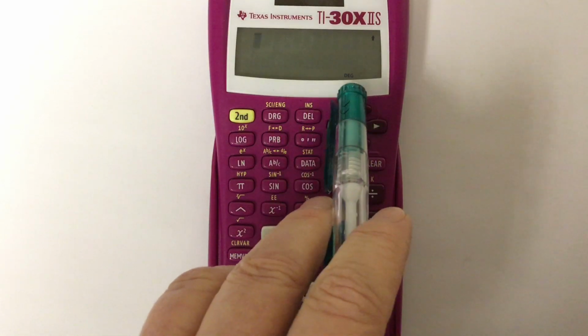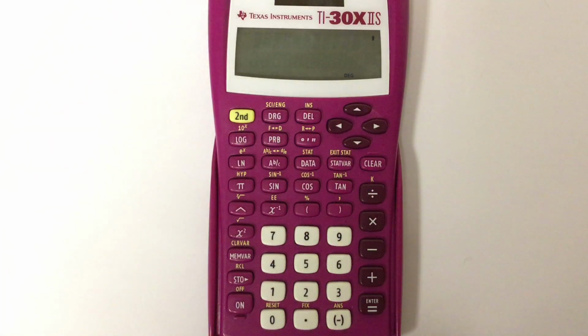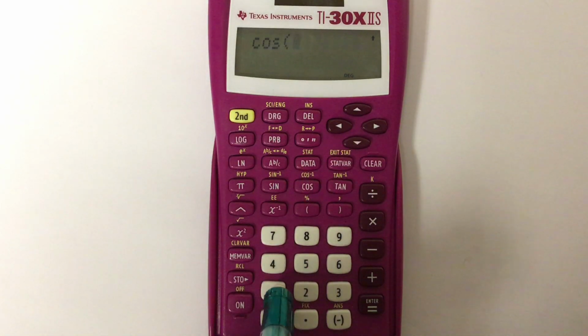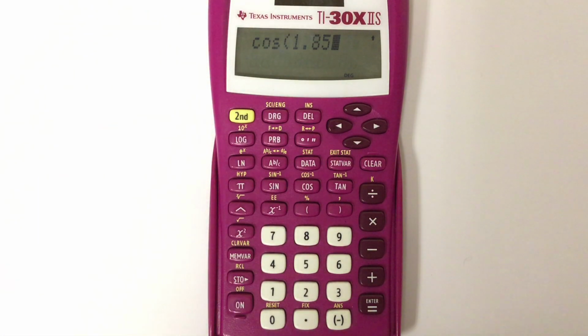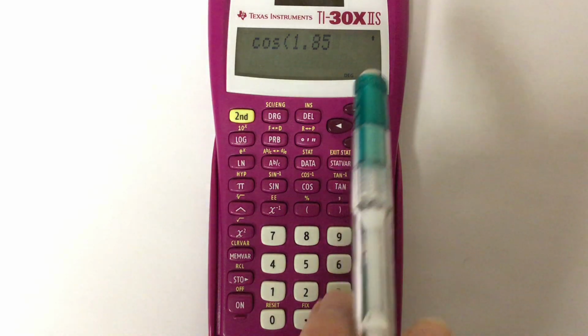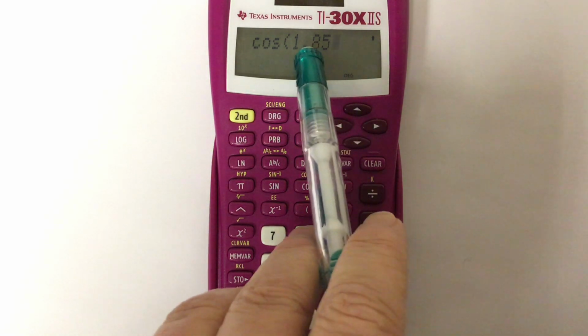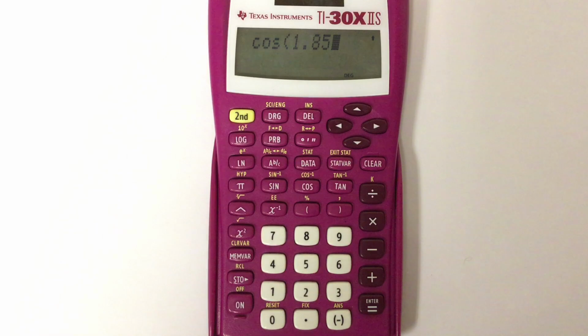So notice here that I'm in degrees. So if I wanted to find the cosine of 1.85 radians, then I could just enter cosine of 1.85. Now if I hit enter at this point, the calculator is in degree mode and it will assume that that 1.85 is degrees, and it would give me the cosine of 1.85 degrees.